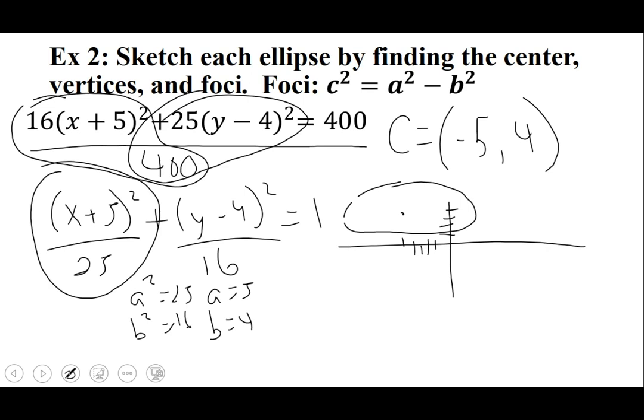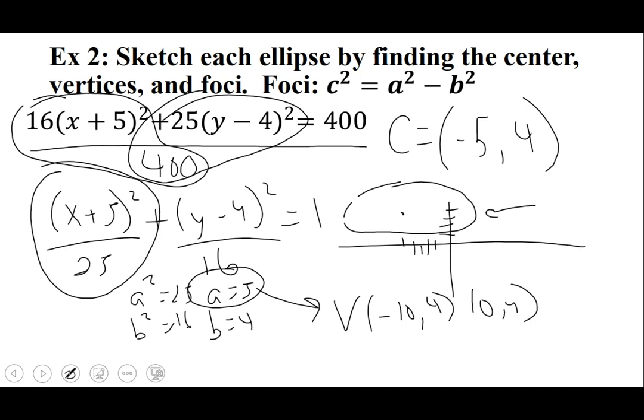Then if I'm going to find the vertices, remember that the vertices have to exist on the major axis. So in this case, that means left to right. So I have to go 5 units to the left of the center and to the right, which is going to put those vertices at negative 10, 4 and 0, 4. So please note that my right-hand part of the graph here should actually be like this. Again, just trying to save a little bit of time there. I'm not really sure how to erase.